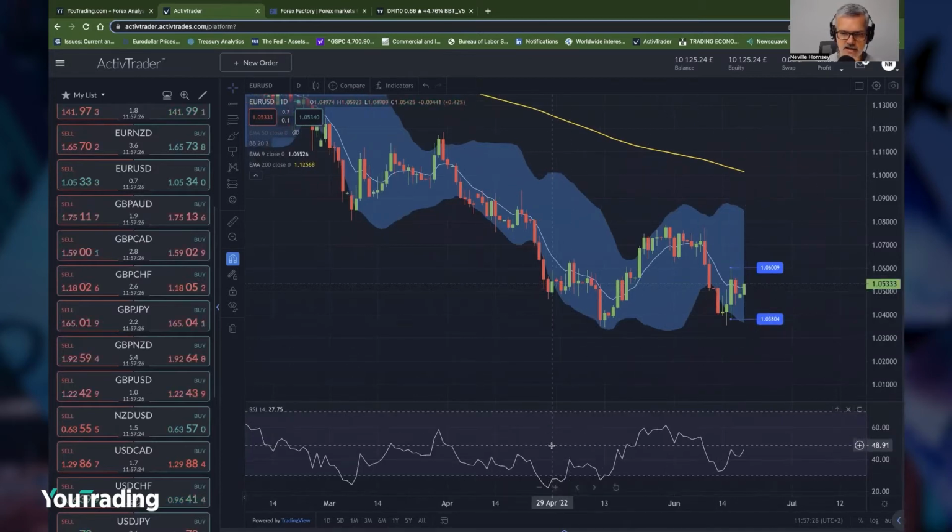Now, the RSI did have positive divergence back here in April into May, and we didn't see the price action come lower, but we are seeing the RSI ticking up, looking to see if we can get back above the 50, to show that the momentum is to the upside.